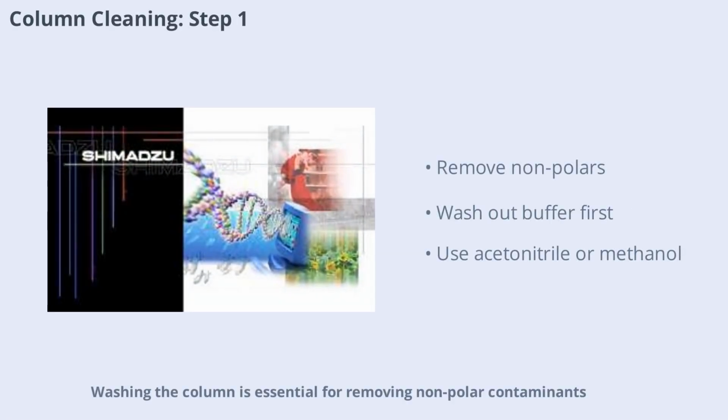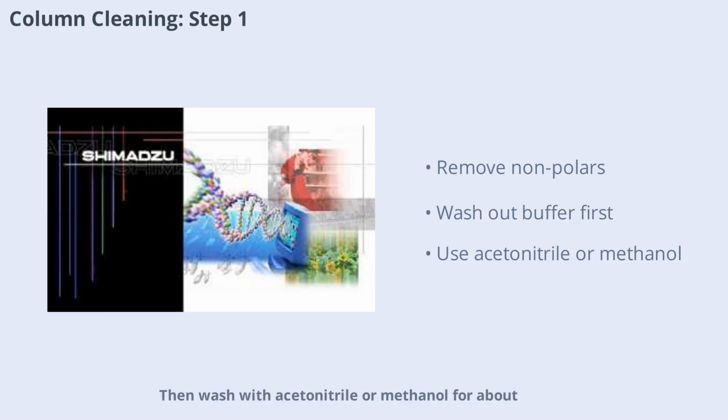Washing the column is essential for removing nonpolar contaminants. When using a buffered mobile phase, always wash out the buffer with the same mobile phase minus the buffer first. Then, wash with acetonitrile or methanol for about 20 column volumes to ensure thorough cleaning.